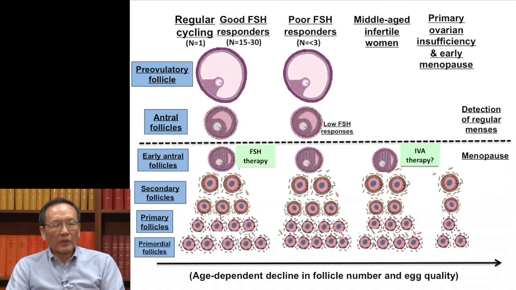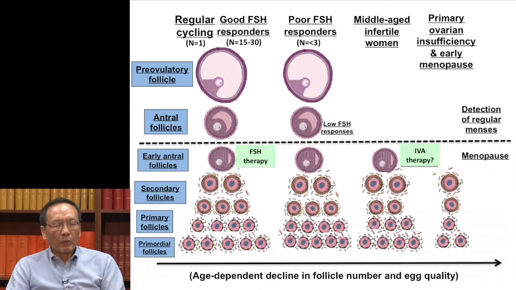So for this slide, I want to emphasize that under the dashed line, there are a lot of follicles that can still be activated to grow. That is, if you look at the right-hand side, we show that primary ovarian insufficiency patients and early menopause patients have small follicles that can be activated to grow. And this approach, the IVA approach, may be useful for middle-aged infertile women who have irregular cycles and a lot of infertility issues. And using this approach, we may be able to really help them.